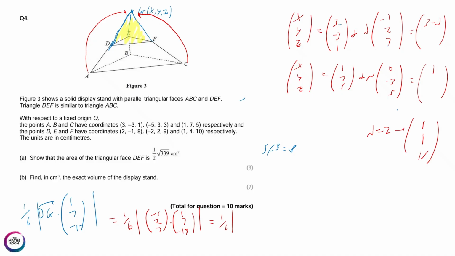I get minus 1 plus 14 minus 7 times 17, which is just 119, isn't it? Yeah, 7 times 17 is 119. Take that away. That's a sixth of, so it's going to be 100. Yeah, so 14 minus 120 is minus 106. So it's a sixth of 106, which is 106 over 6, which is 53 over 3.